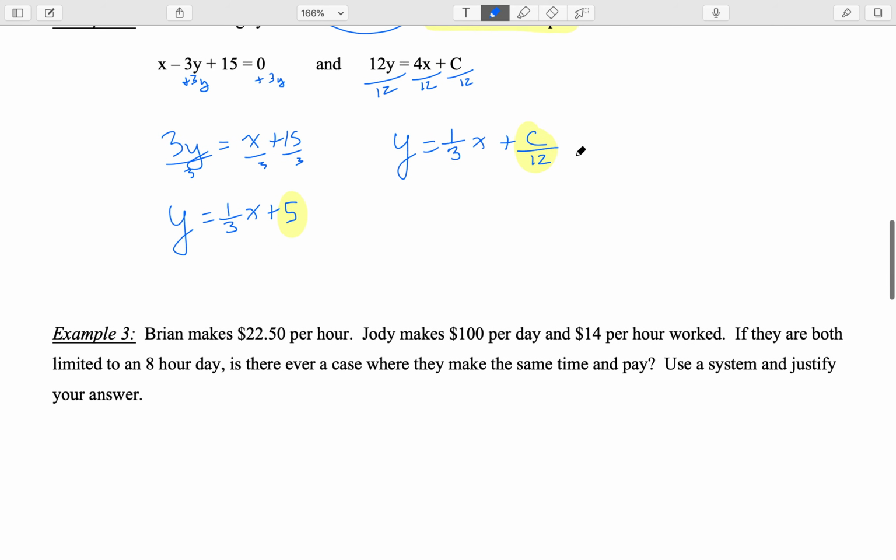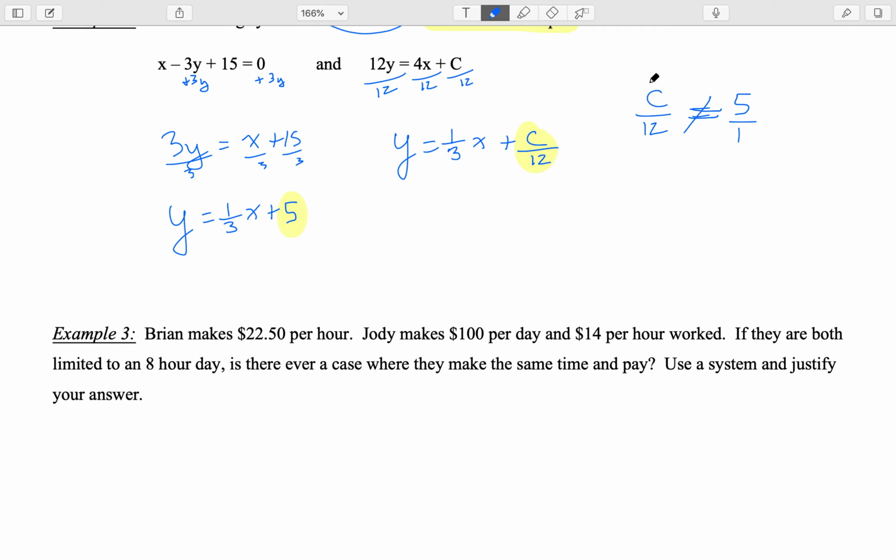So in other words, you remember, if c over 12 was equal to 5, right? If this thing was equal to this thing, they would be coincidental. They'd be the same line. I don't want that to happen. So here's what I'm going to do. This is just like solving an equation, but not saying equal to, not equal to.